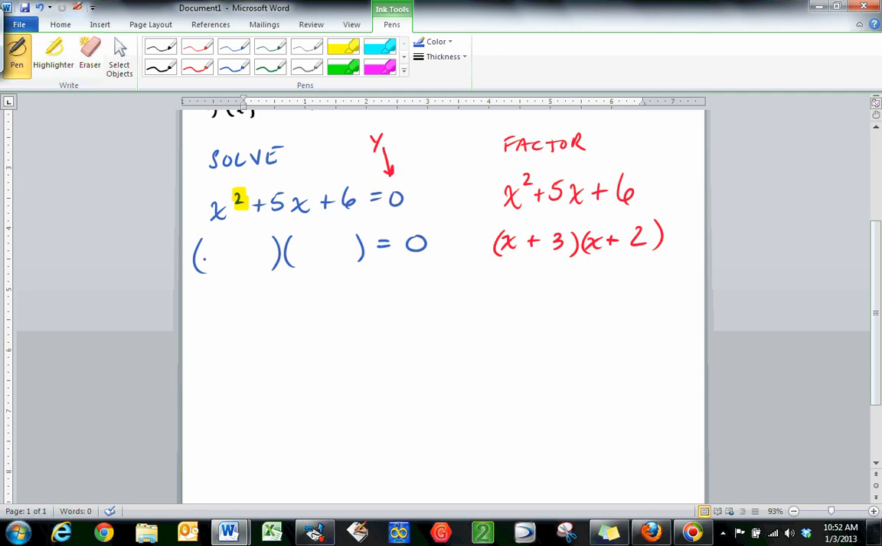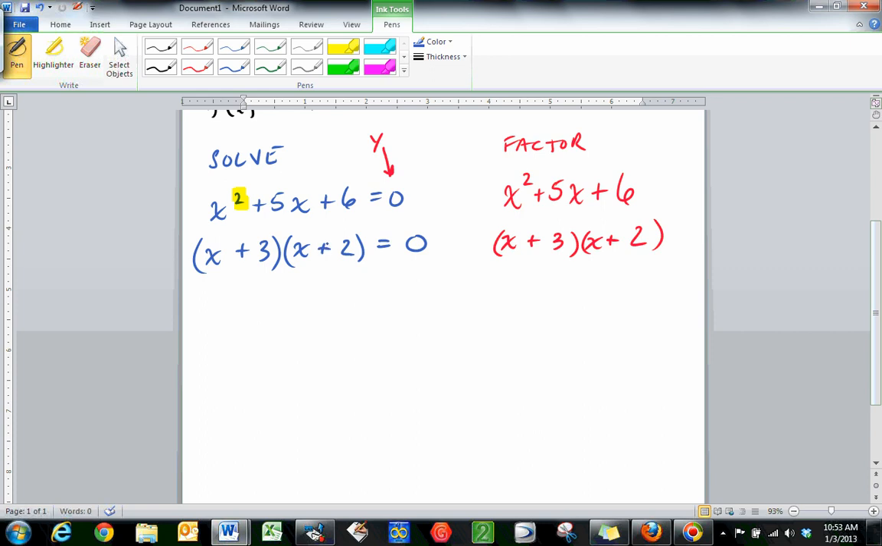Now, keep in mind here, notice I've already preset my two binomials, but I automatically drop down the equals to 0. We cannot lose the equals to 0 in this particular case. So I'm going to go ahead and do the factoring on the left side, just like I did over there. So I'm going to have x plus 3 and x plus 2 equals to 0.